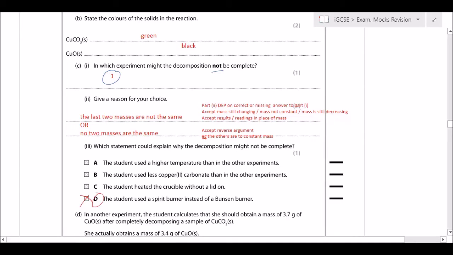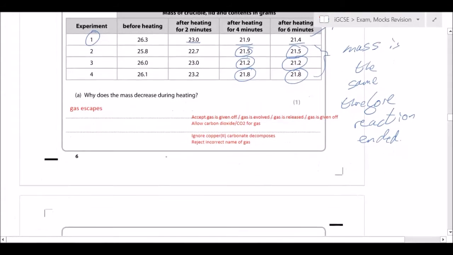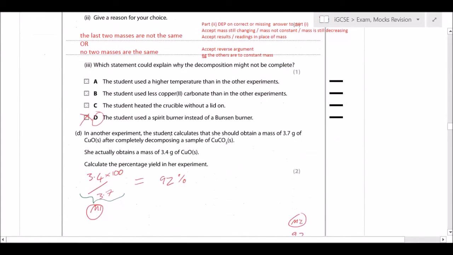Mass is still changing, except results instead of with the word mass, so results are still changing, or the results are different. And likewise, you could say the alternative and say the other ones, experiment 2, 3 and 4, the masses are the same and therefore have stopped reacting.